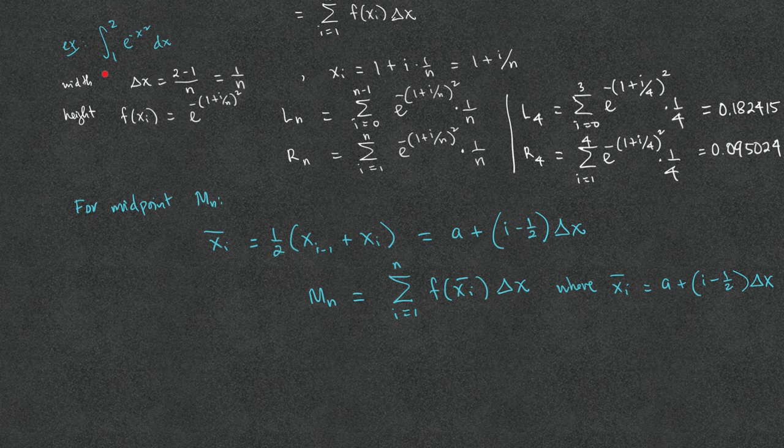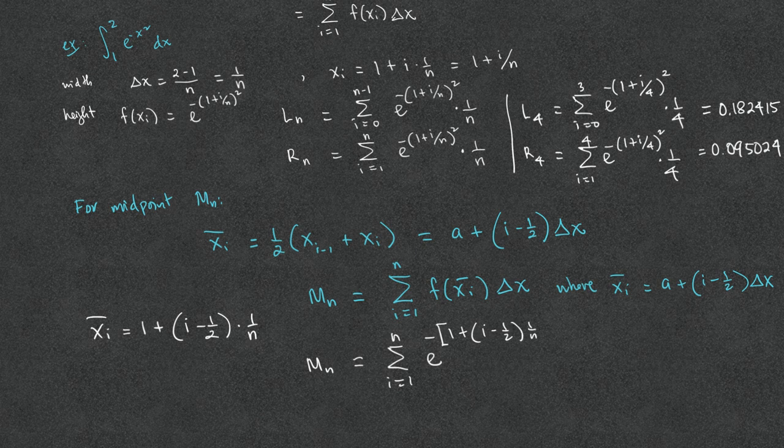To estimate the integral from 1 to 2 of e to the negative x squared dx using the midpoint rule, we first find xi bar, where xi bar is a, which is 1, plus i minus 1/2, and then the delta x is still b minus a over n, or 1 over n that we found earlier. The midpoint estimate Mn is approximately the sum as i goes from 1 to n of f of xi bar times delta x, but f of xi bar is e to the negative 1 plus the quantity i minus 1/2 times 1 over n, squared, and delta x is still 1 over n.